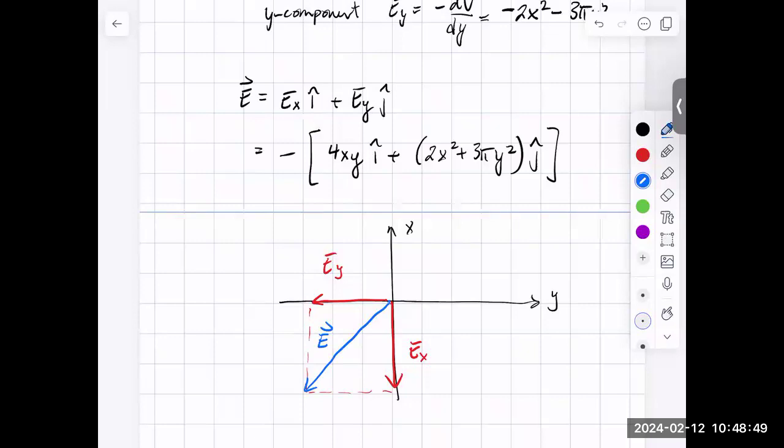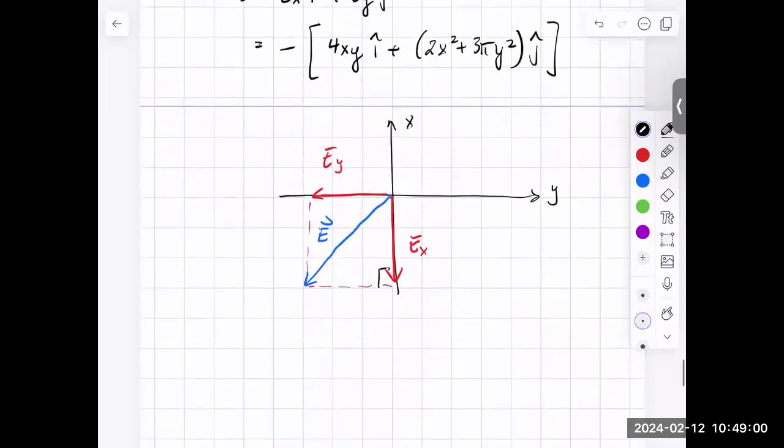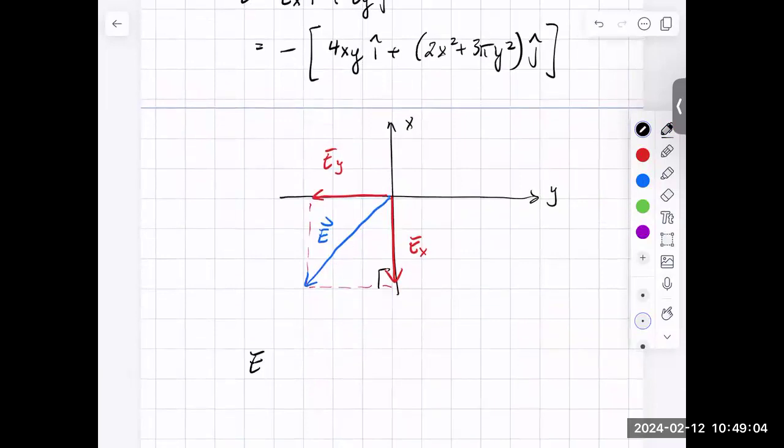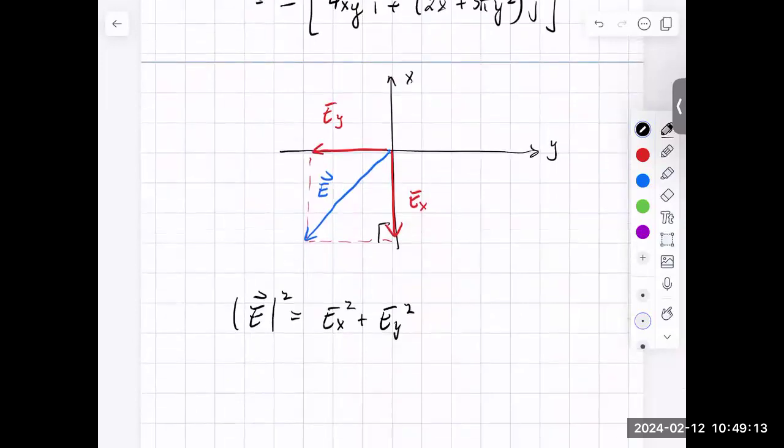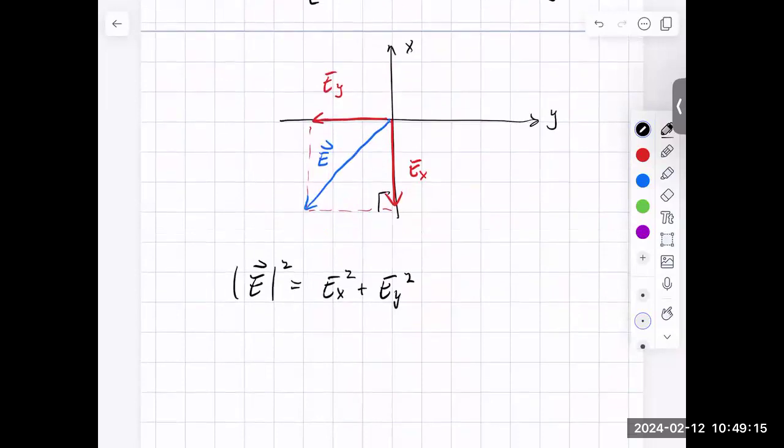Okay, and so the magnitude that we were asked to find is the length of that blue vector, but we formed a right angle triangle here where the hypotenuse is the magnitude we want, and then we have Ex on one side and Ey on the other side, and so E squared, the magnitude of this squared, is just Ex squared plus Ey squared, and so therefore, this will be the last thing I write down.